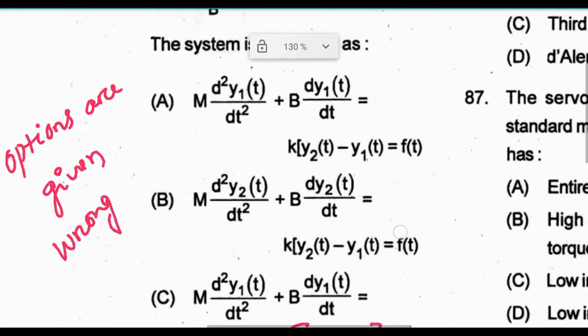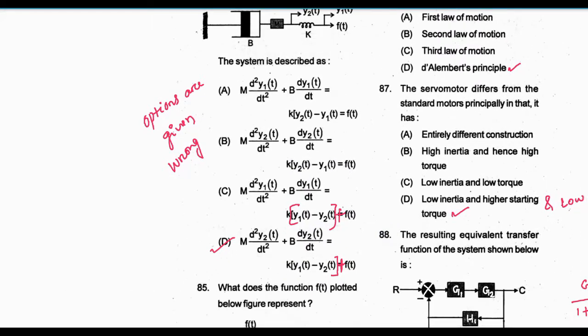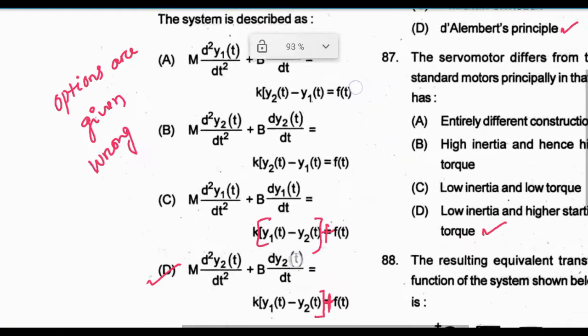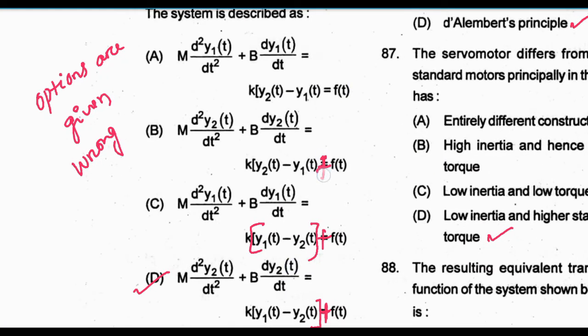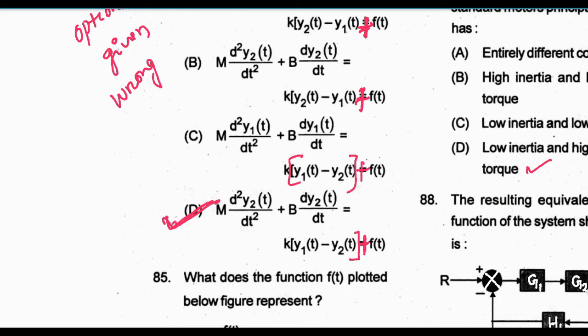Here there is a fault in the options, because in the options it should be plus everywhere, at least for the correct option. The correct option is D, I am explaining how. It was given like this, and what it should be is k into (y1, here also k multiplied, and here bracket end, and here plus f1.